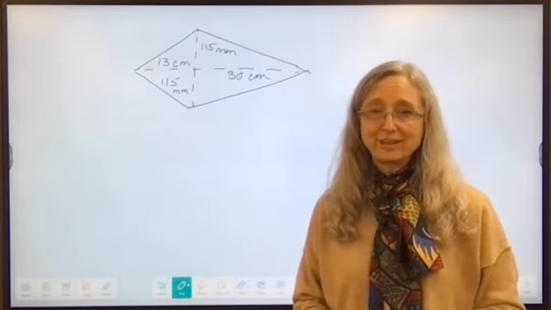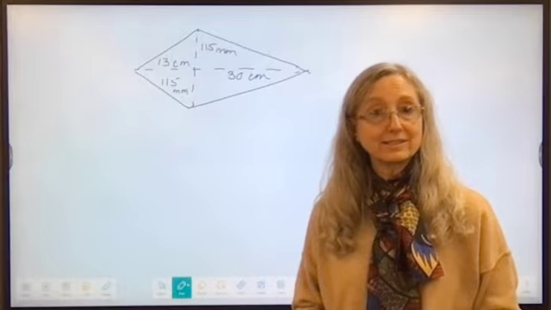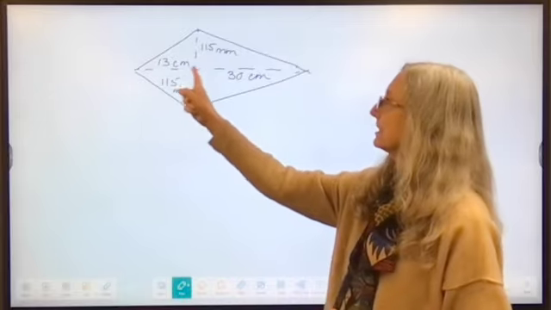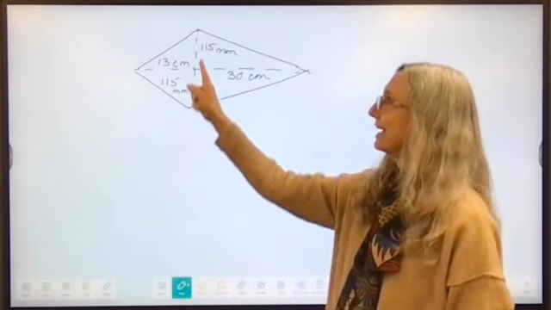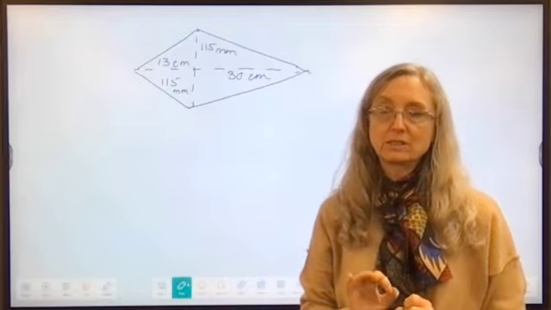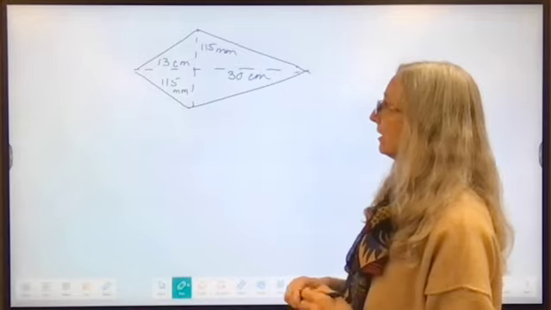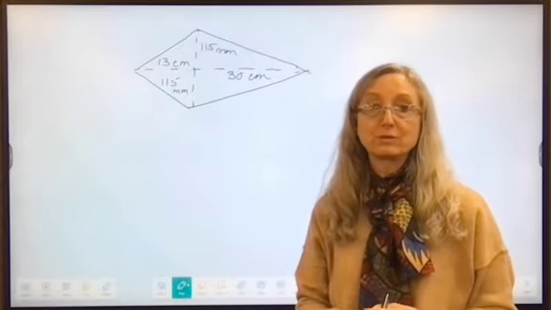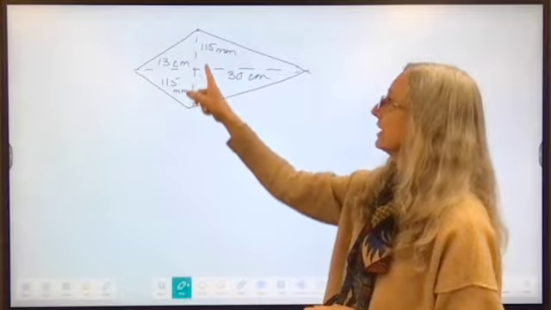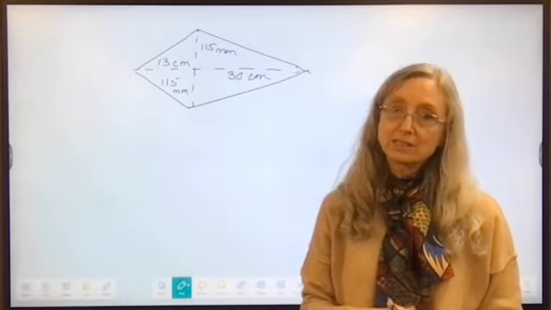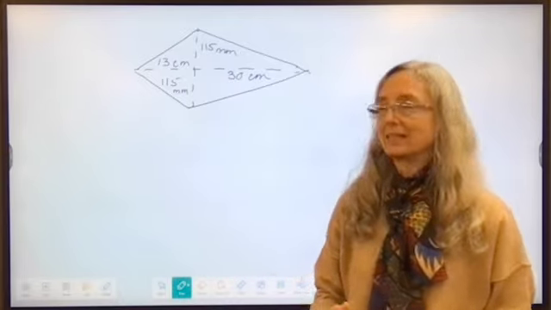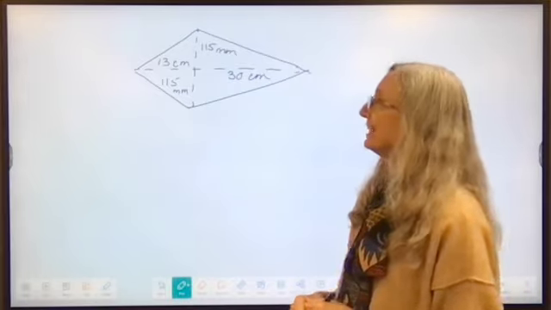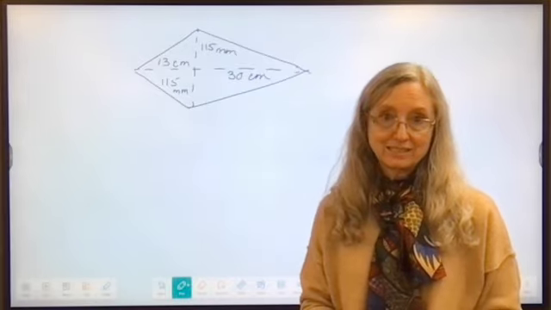Here's the first example in our textbook for finding the area of a kite. Be very careful, watch your units, because they did this diagonal in centimeters and this diagonal in millimeters, and the units need to be the same. So you either need to change centimeters to millimeters, which means multiply both of those numbers by 10, or take your millimeters and change those to centimeters, which means dividing them by 10. So since this is 115 millimeters, that would be 11.5 centimeters.